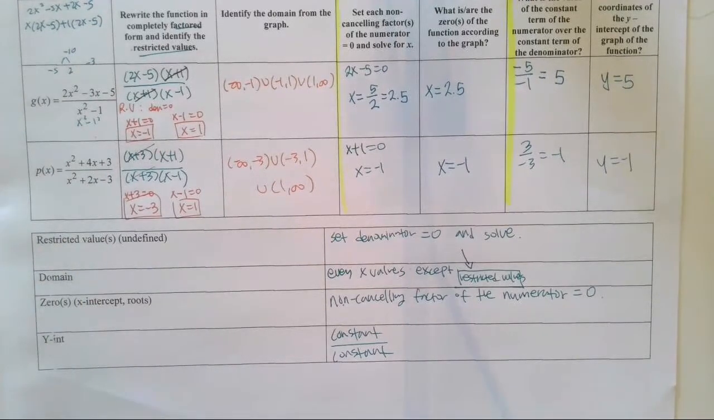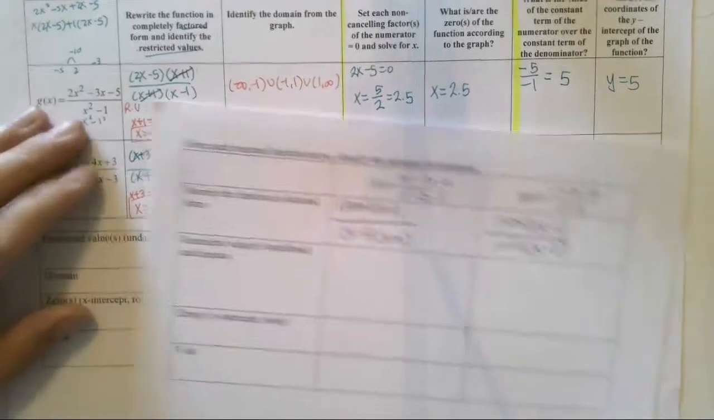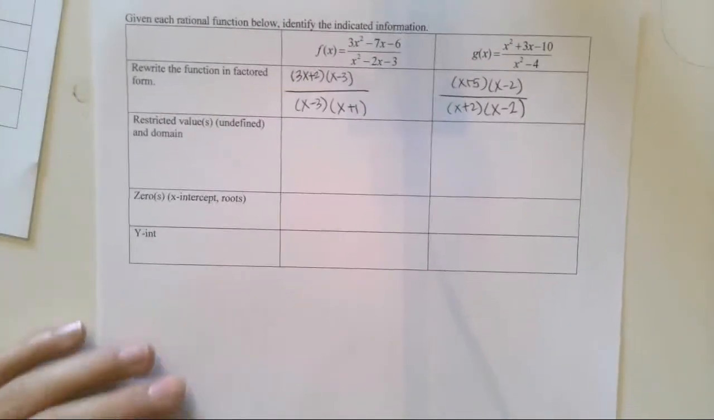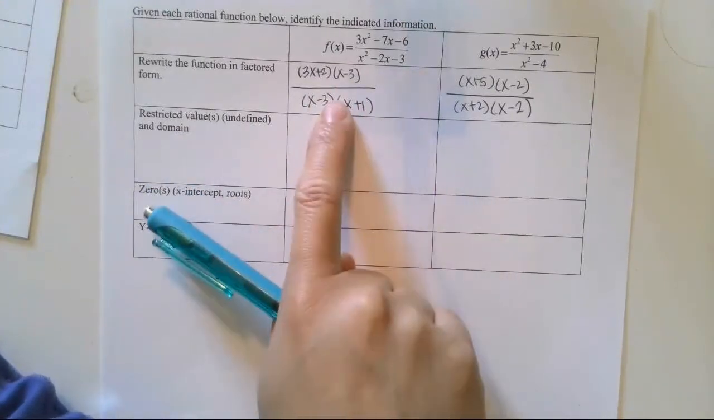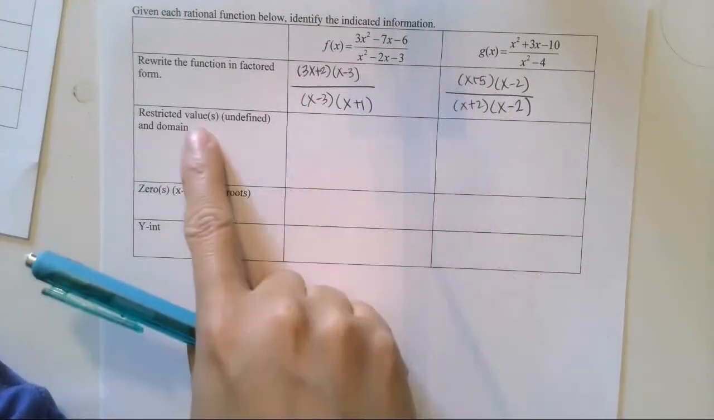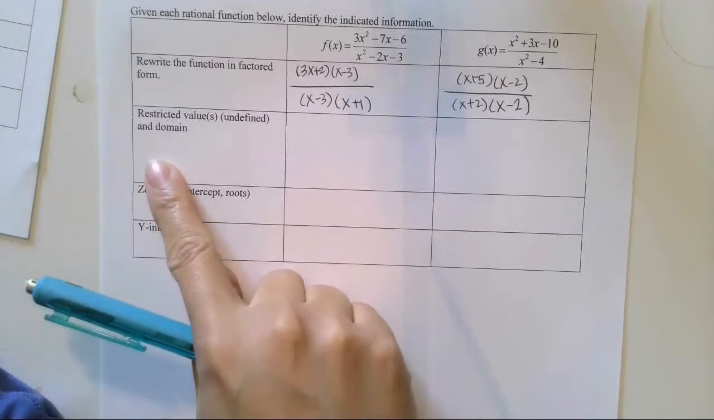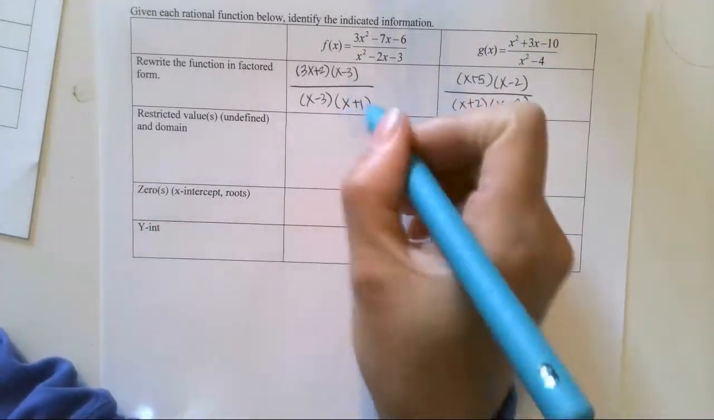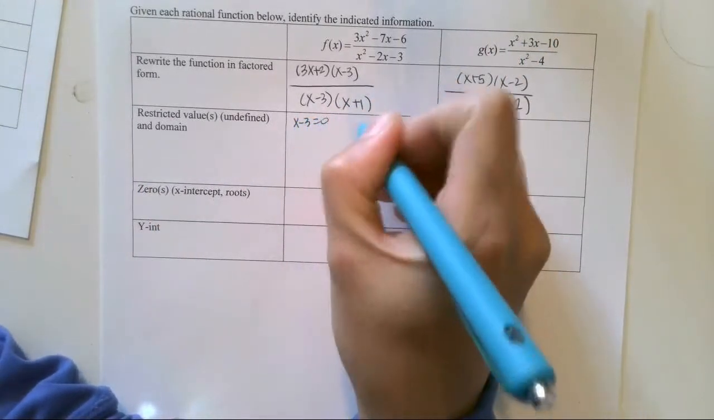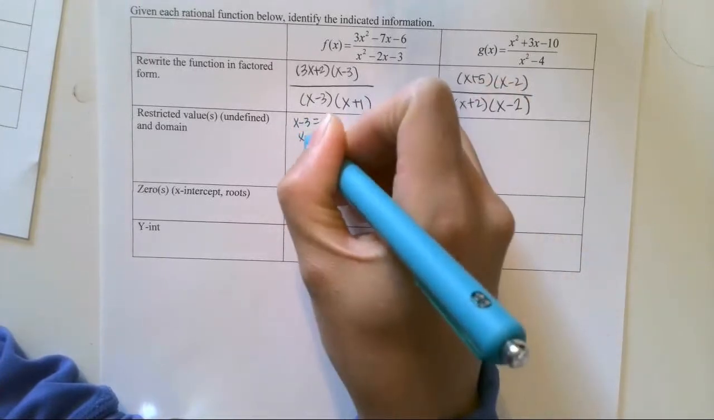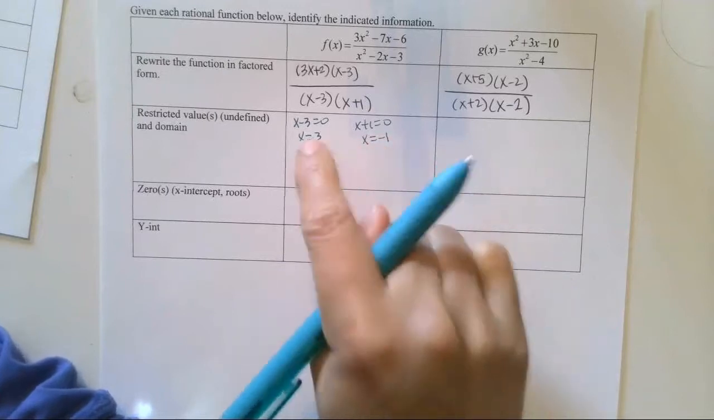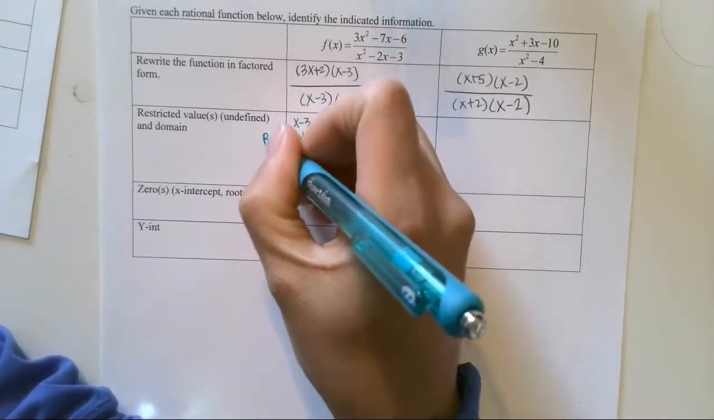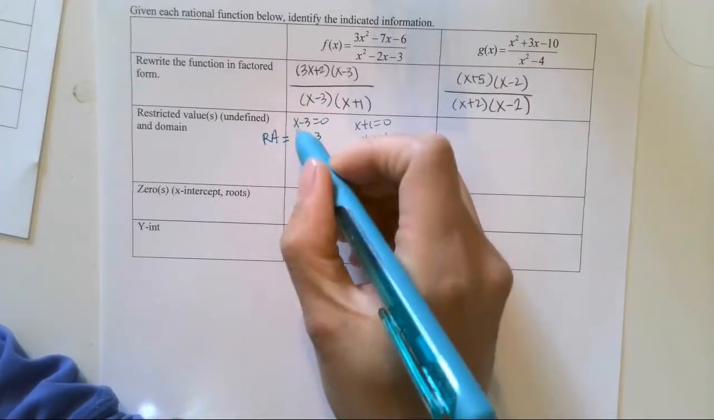Let's go. Let's practice. Right here, I already factored this for you. This is a practice problem. That's a factor form. Now it says to find the restricted value and domain. How do you find the restricted value? Set your denominator equal to 0. So 3 and negative 1 are the restricted values.